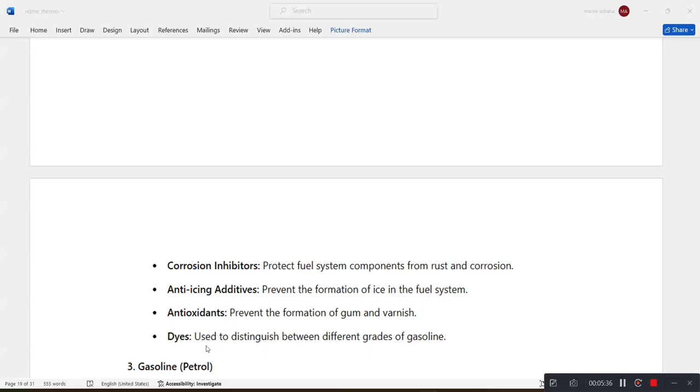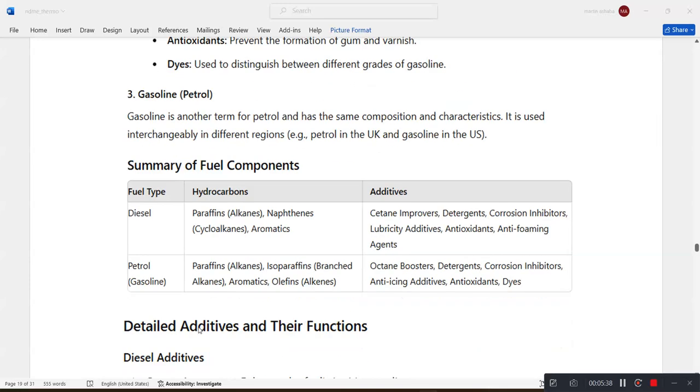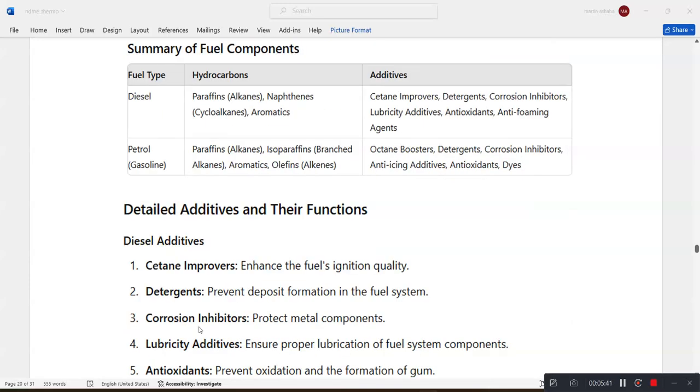So these are brought in by the presence of dyes. Now, we want to summarize the components that are in here. We said in diesel, we have paraffins, the alkanes, naphthenes, the cycloalkanes, and the aromatics. These improve, of course, the performance. These are the basic components that are in diesel as hydrocarbons, but then the additives which now improve the performance, we have certain improvers, detergents, corrosion inhibitors, etc.